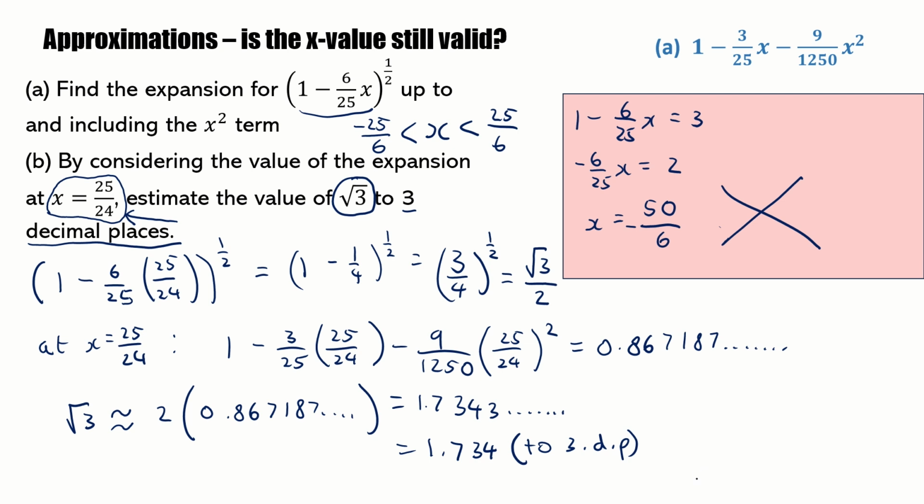Interestingly, if you were to actually find what root 3 is on the calculator, to 3 decimal places it is 1.732. So actually our estimate was fairly accurate. Obviously, it's wrong on the 3rd decimal place, but we ultimately only did the first 3 terms of the binomial expansion. In reality, if you included more terms in the binomial expansion, it would probably provide a very good estimate for root 3. But there you go.